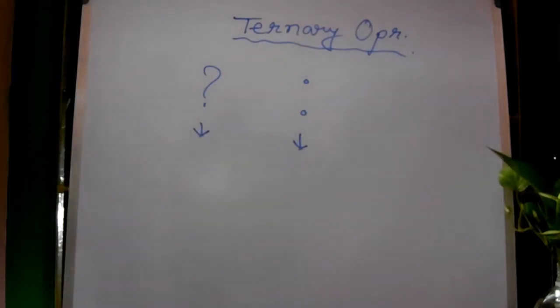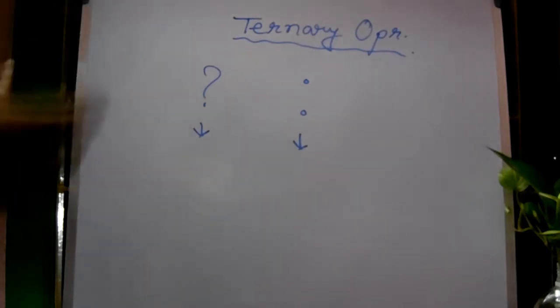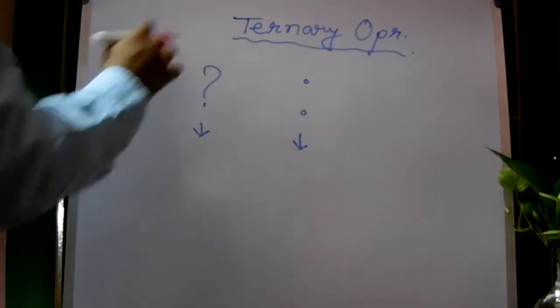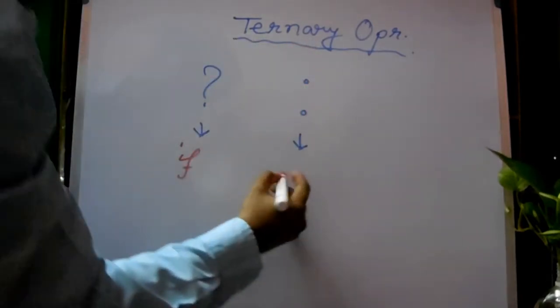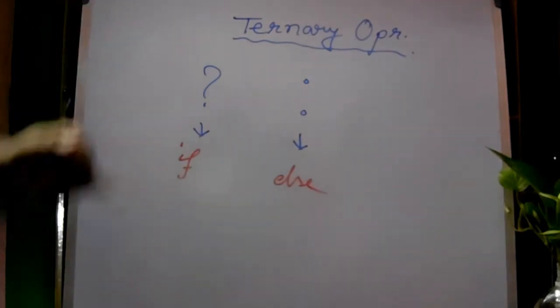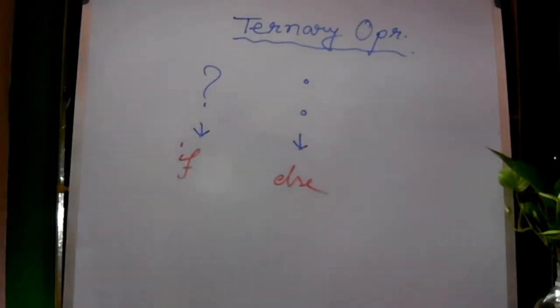Now where does it work? Where do we use the ternary operator? Mainly, the ternary operator is a substitute for the if else statement. It works depending upon some conditions. The question mark is the representation of the if statement or if block. Similarly, the colon is the representation of the else block. So the question mark represents if and the colon represents else. So these two make up the ternary operator.